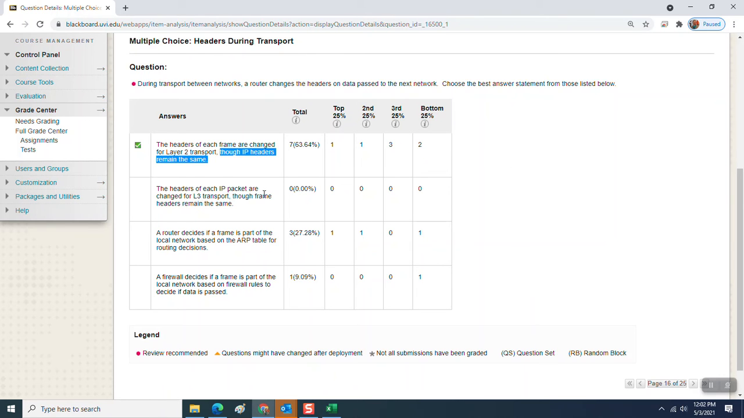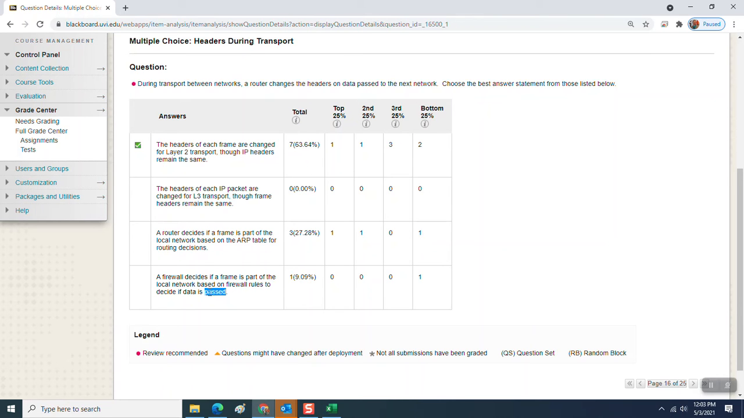So it says the headers of each IP packet are changed. Nobody chose that answer. A router decides if a frame is part of the local network based on the ARP table for routing decisions. So an ARP table is used by a switch. It's not used by a router. A router has a routing table. It has routes that it references. It doesn't reference the ARP table. It's only looking at the IP address. So that's a bogus answer.